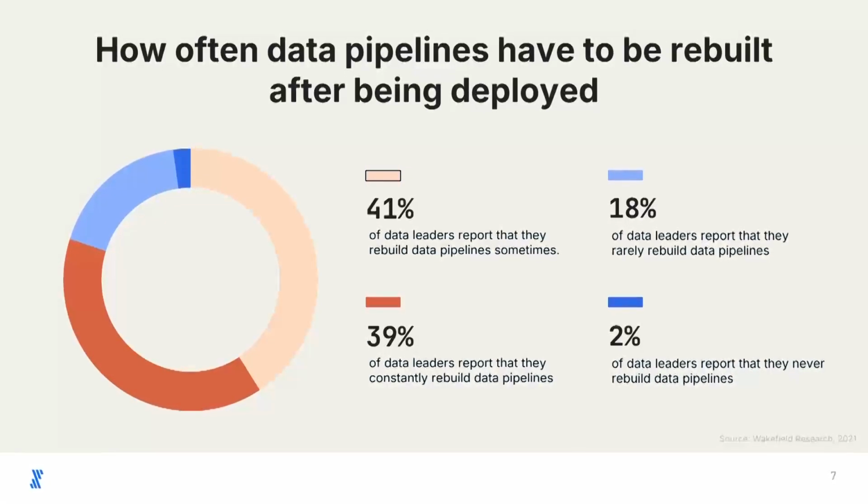Is it because of changing conditions within the market that you're using? Is it because stuff's just breaking all the time? And they also look at the other side, that 18% and the 2%, and kind of wonder, are these, you never rebuild your pipelines. Is it because no one's looking at the data?